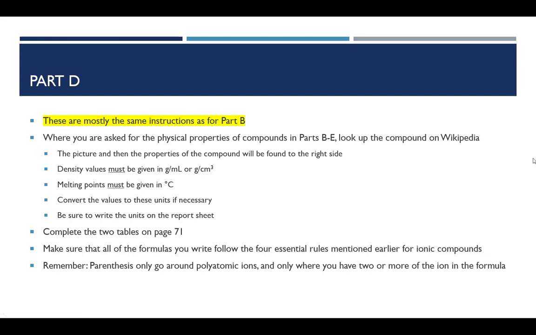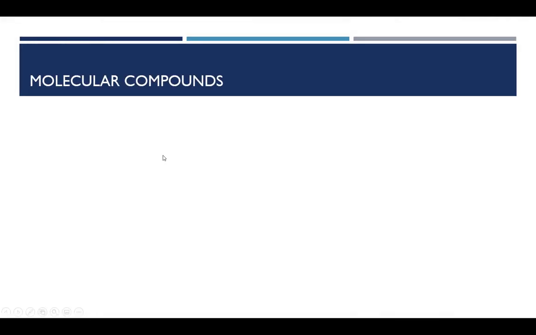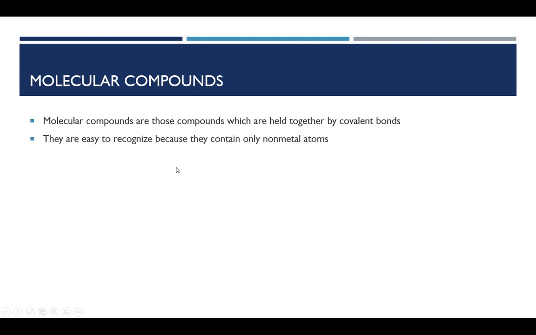Okay, continuing on. Molecular compounds. As the name implies, these are compounds which form molecules, which means that they are going to be held together by covalent bonds instead of by ionic bonds. And the easiest way to recognize these types of compounds is that they contain only nonmetal atoms.